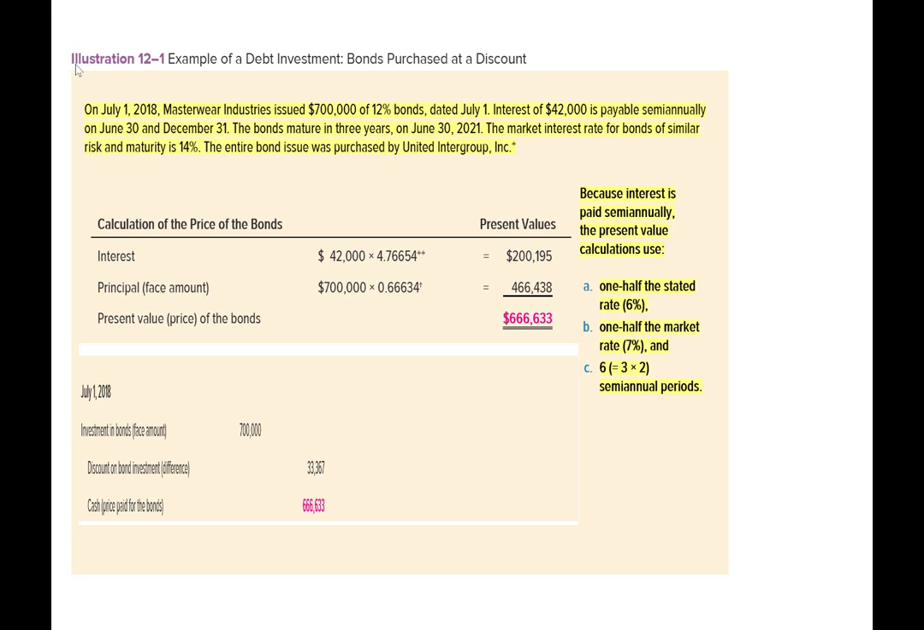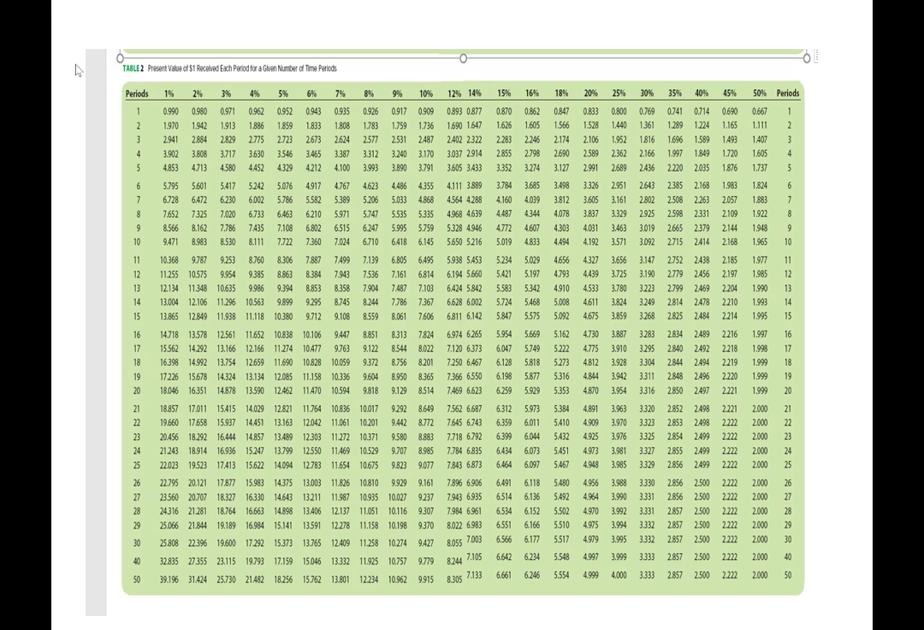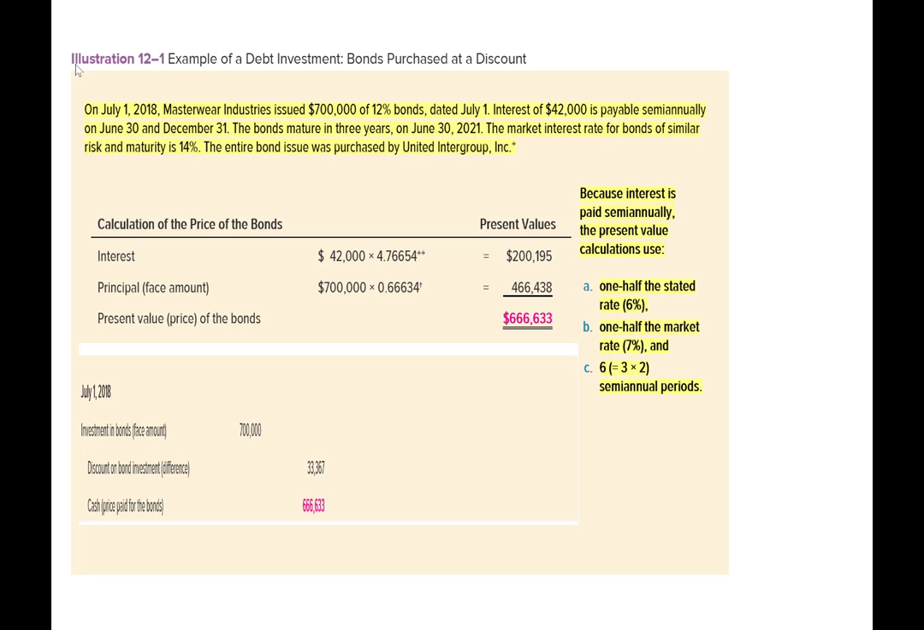Okay, a little bit of a different rounding here. Okay, and then we go to the present value of the annuity table, six periods at 7%, 4.767. Okay, which is where they got that number, give or take. Okay, get the present value of both of those. And so somebody's willing to pay $666,633 for this bond. Okay, so when we buy the bond, we debit investment in bond $700,000.